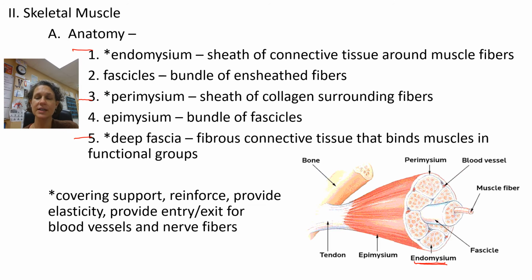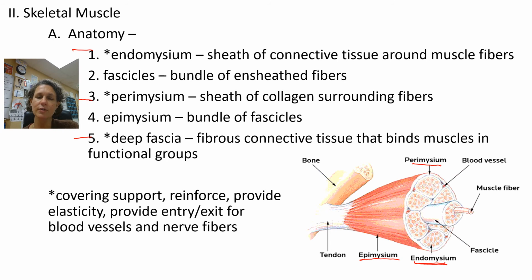So the endomysium contains everything and wraps it, makes it into a fascicle. Then you have the perimysium, and this is a sheath of collagen surrounding fibers. And so now this goes around a bundle of fascicles. Here's the perimysium up here, and it then makes a grouping. And then the epimysium is a bundle, like I said, that is a bundle of those fascicles.